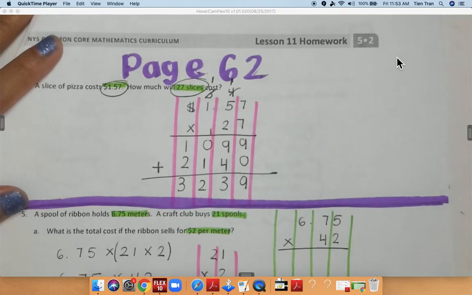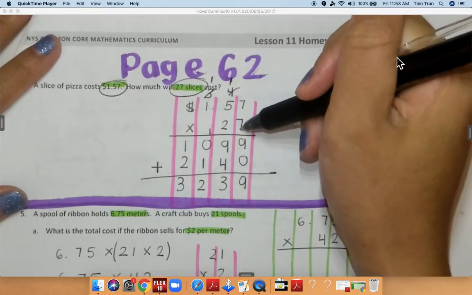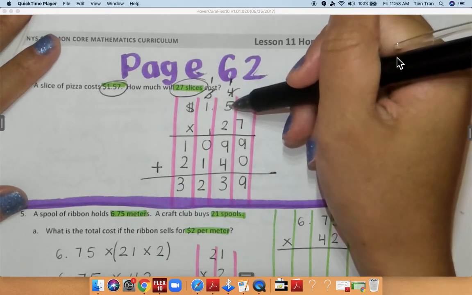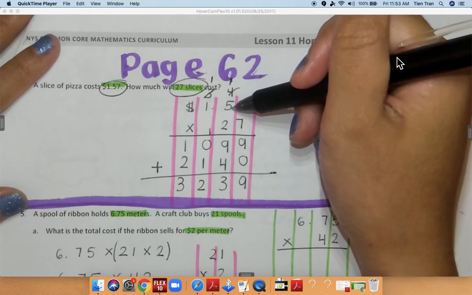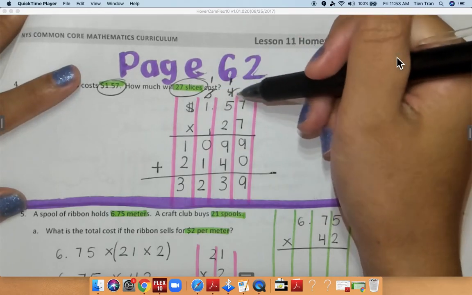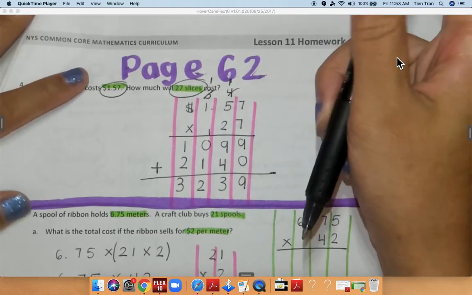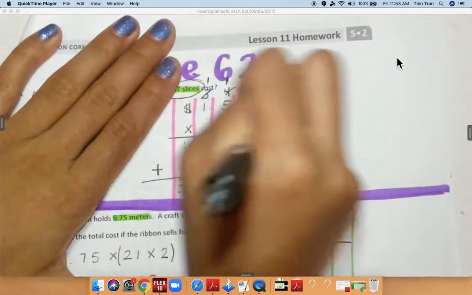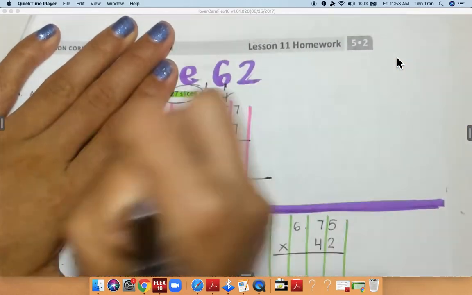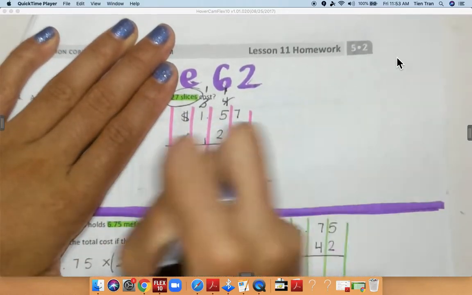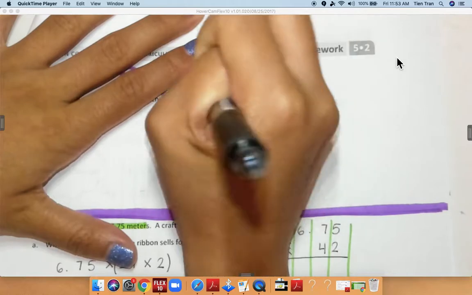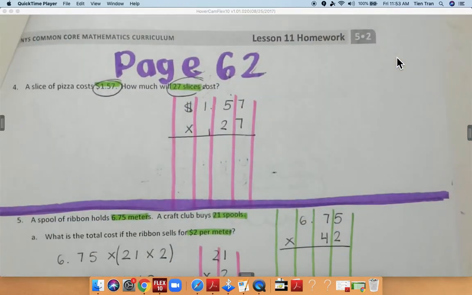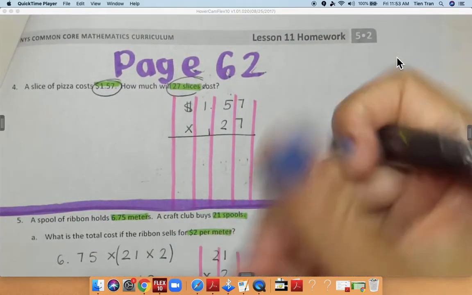Oh, what did I do wrong here? Okay, 7 times 7 is 49, 7 times 5 is 35, and 35 plus 4, oh, I did something wrong, so I'm going to do that again. I know that because when I was rounding, I was like, wait, it should be closer to the 40s than it is to the 30s.